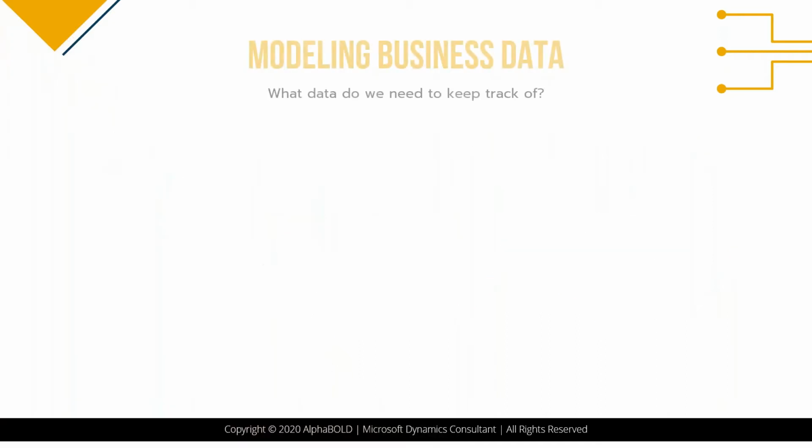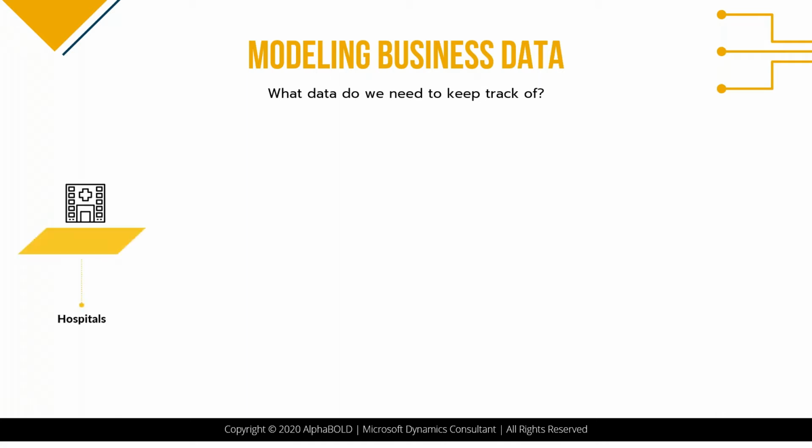So I'm going to dig in a little bit to what we're going to model today. In this scenario, we need to break down what we need to keep track of. The first thing we need to keep track of is the hospitals. So we need to know who the hospitals are, what their needs are. Our second piece of information is the contacts. Yes, we're dealing with a hospital, but we need to know who the people are at that hospital that we're interacting with.